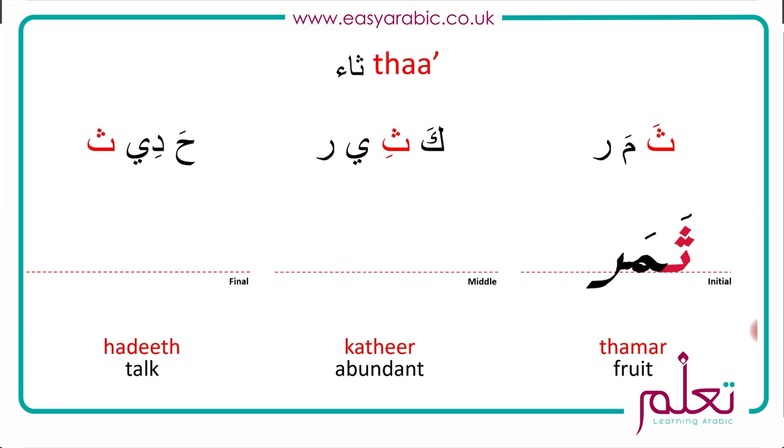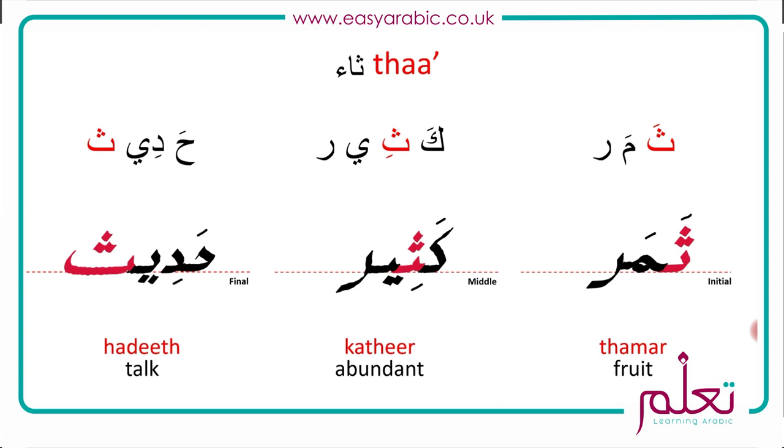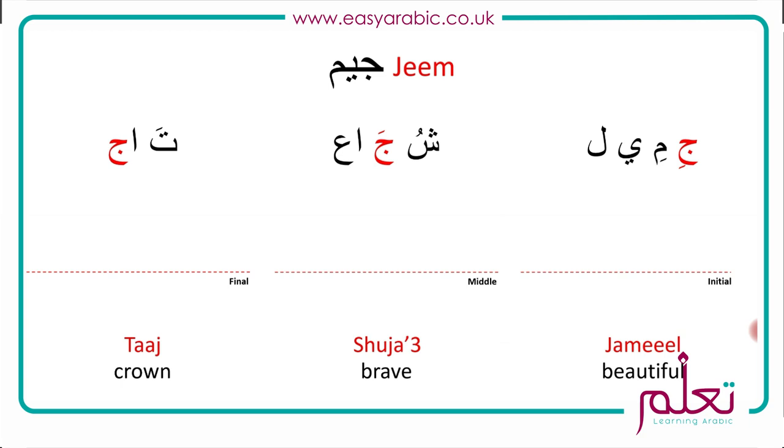So next we have the word kathir, and starts with the kaf. Then we have the tha. Then we have the ya. And then we have the ra. And that's kathir. Next we have hadith, which is talk, hadith, ha, then the letter dal, the letter ya, and then the ta at the end. Hadith.